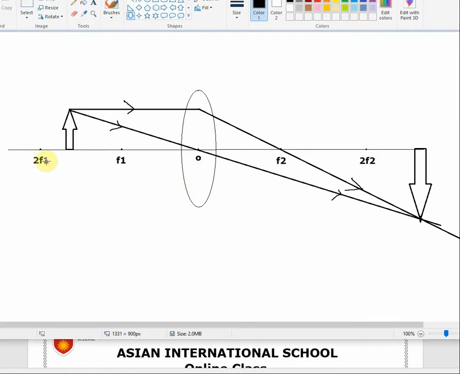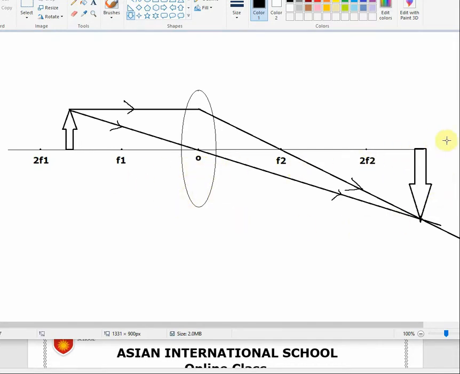So you can see they are correlated. The distance from the center is correlated to the size. If the distance from the optical center is higher, then the size will be bigger, and if the distance from the optical center is lesser, then the size will be smaller.